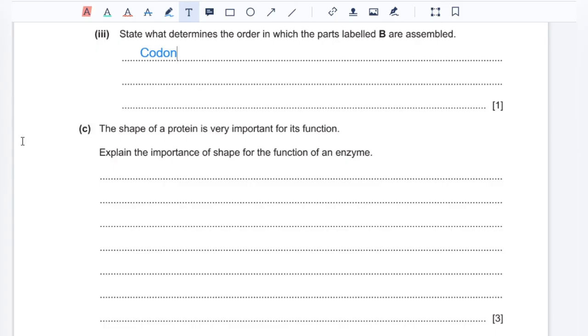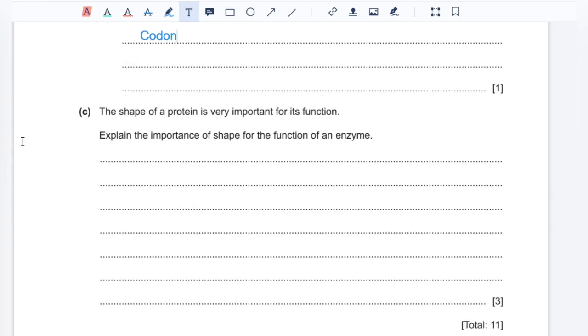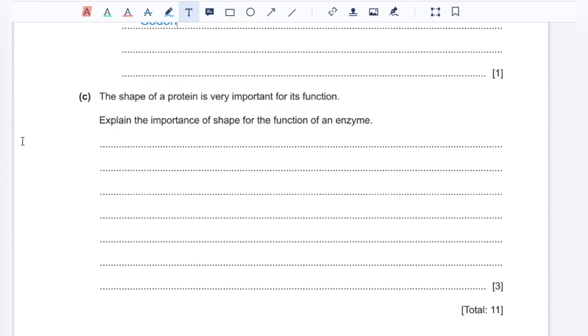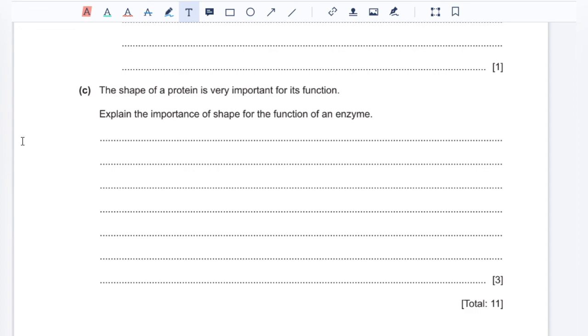See, the shape of protein is very important for its function. Explain the importance of shape for the function of an enzyme. Proteins, like enzymes, function with specific substrates that are complementary to the shape of the active site. This will allow the formation of enzyme substrate complex as the substrate binds to the active site of the enzyme, which will then allow the enzyme to function.